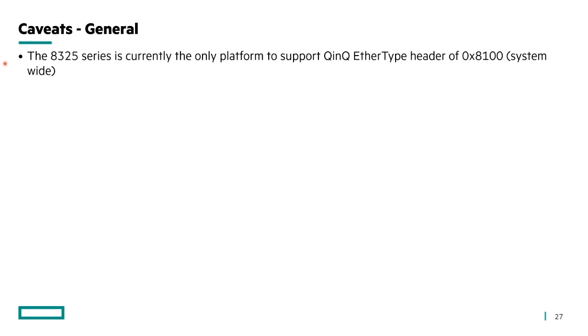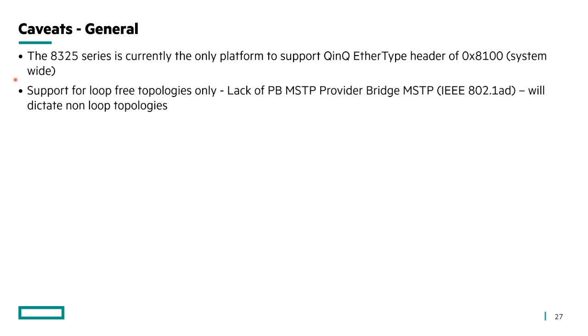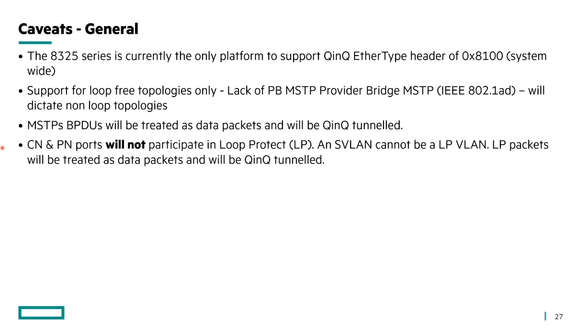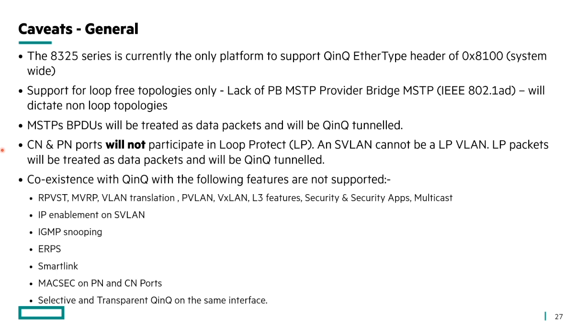So now the caveats section. The 8325 series is the only platform to support the QinQ ether type header of 8100. Loop-free topologies are the only topologies that are currently supported, so it's very important to be mindful of that when building out networks using QinQ. MSTP BPDUs are treated as data packets and will be QinQ tunneled. CN and PN ports will not participate in the loop protect feature. Likewise, loop protect packets will also be treated as data packets and tunneled. And note these features that are not supported when QinQ is configured. There is a list here.